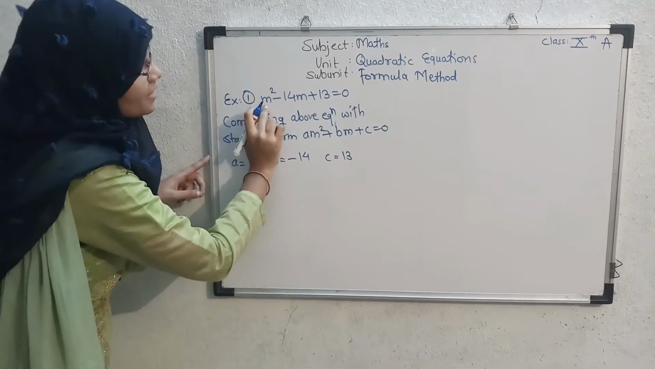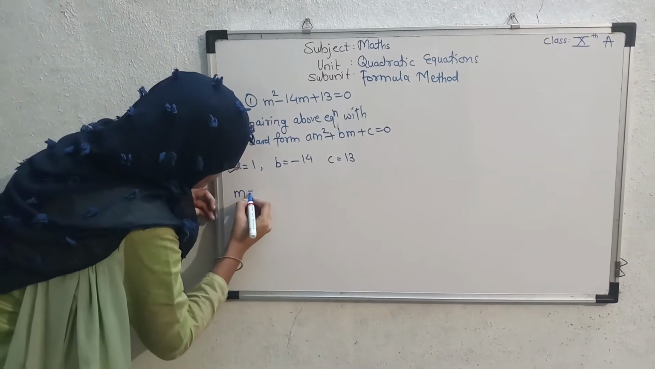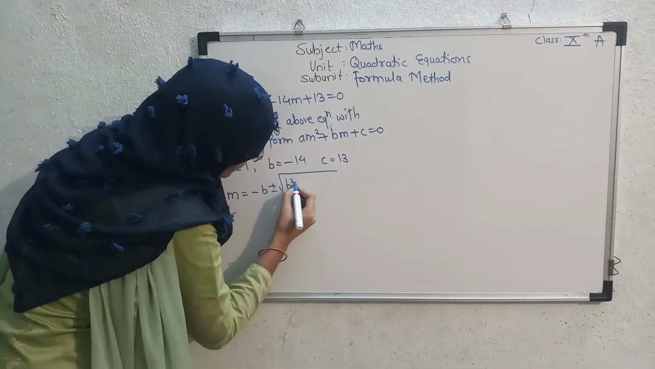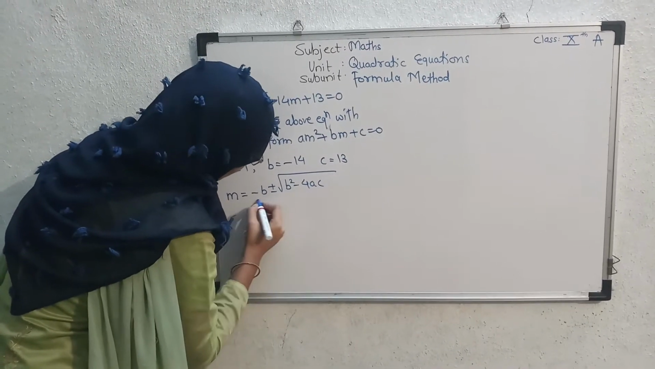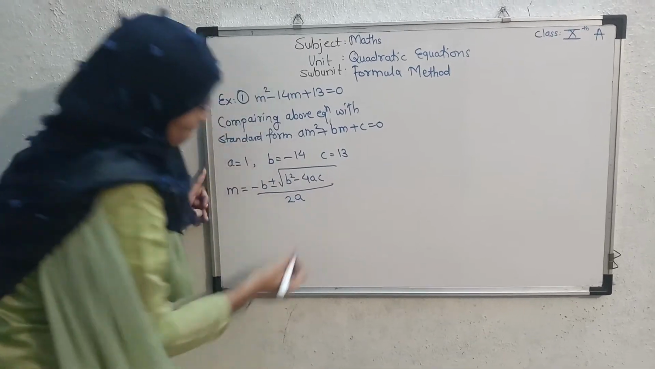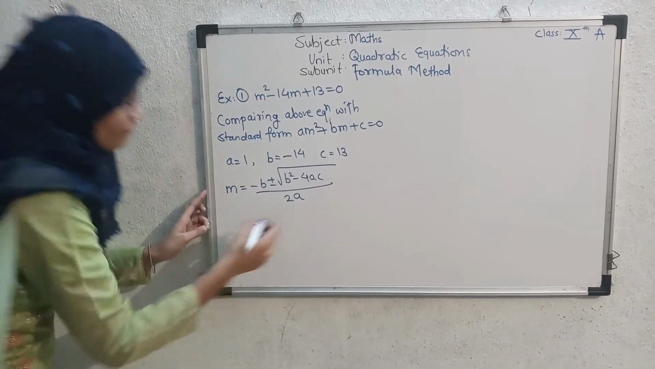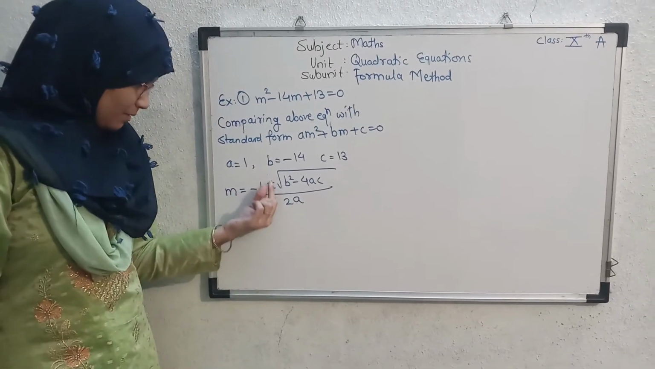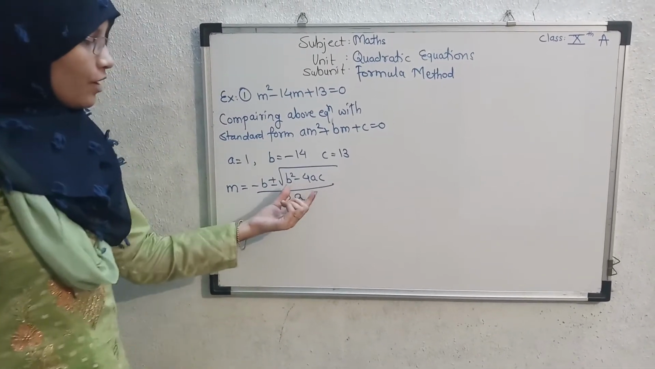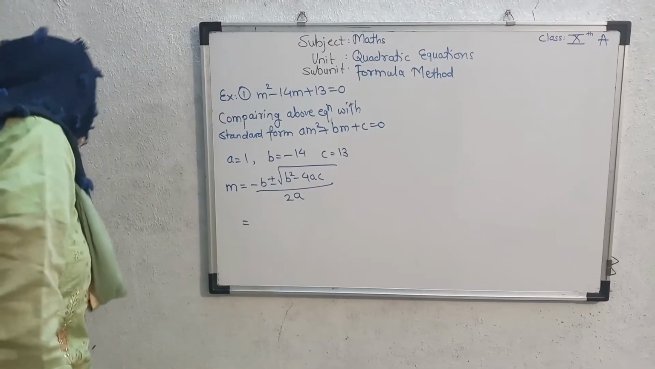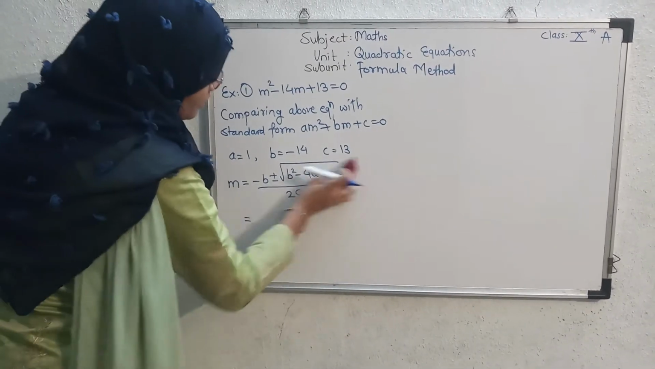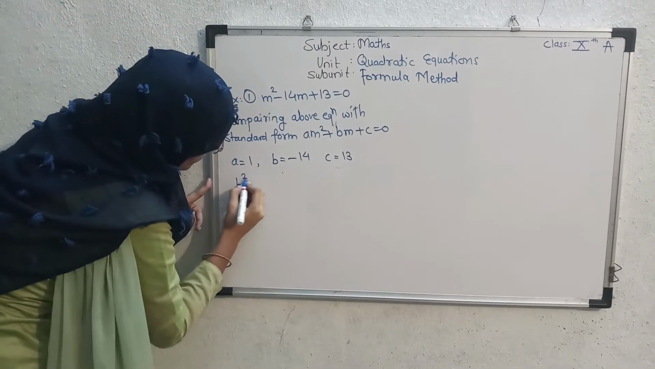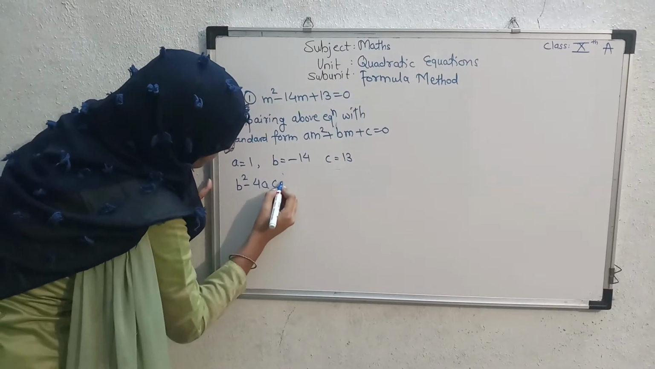Now our variable is m, therefore we take m is equal to minus b plus or minus square root of b square minus 4ac upon 2a. This is our formula. First calculate the value of b square minus 4ac, then we take this formula. First I will solve b square minus 4ac.